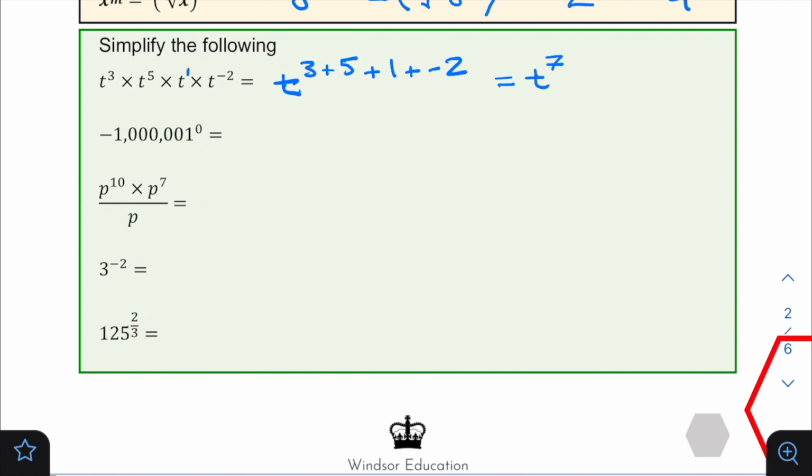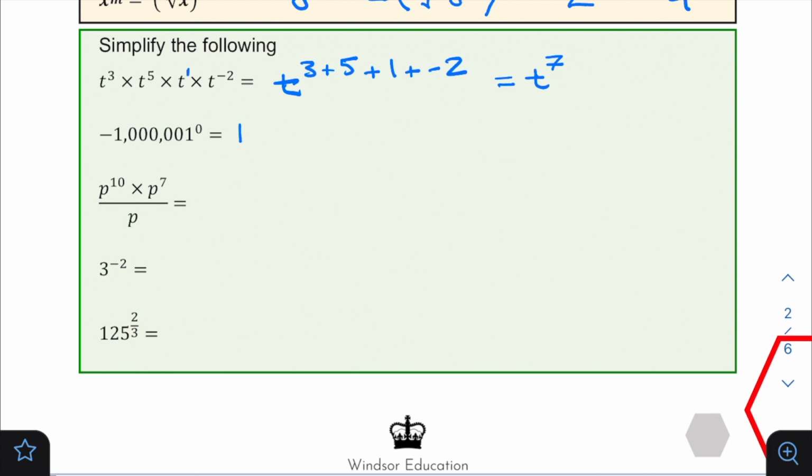The second one looks more complicated than it is. We've got a tricky number. We've got negative 1,000,001. But all that we look for here is what's happening with the powers. And we can see we've got a power of 0. And when we go through the 6 different laws of indices that we've got, we can see that number 3 is the power of 0 rule. And we know that anything to the power of 0 is simply just 1. So that's nice and easy.